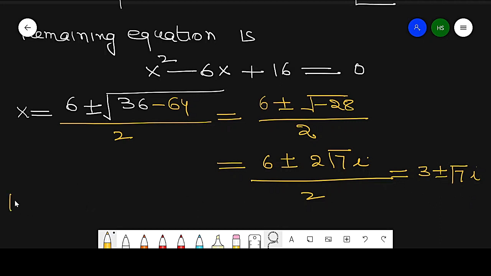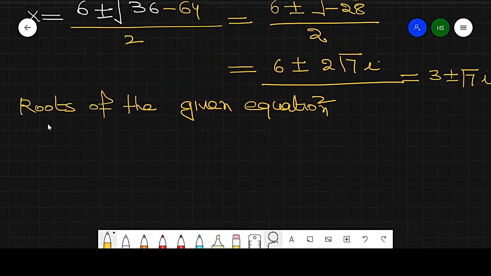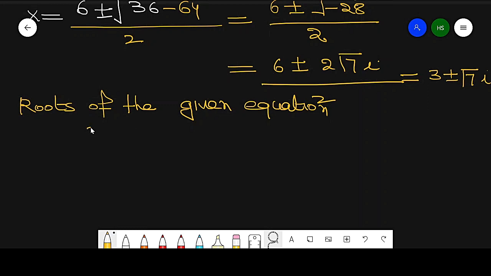So the roots of the given equation are: first is minus 4, second is 3 plus root 7 iota, and third is 3 minus root 7 iota.